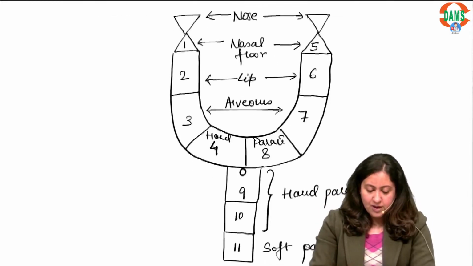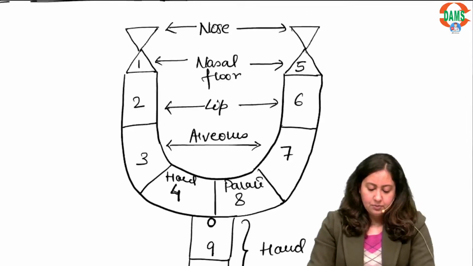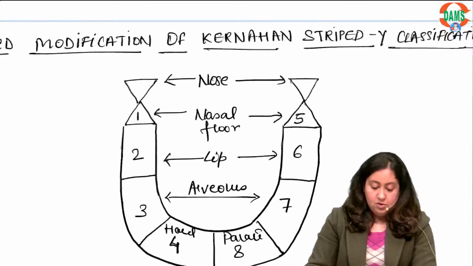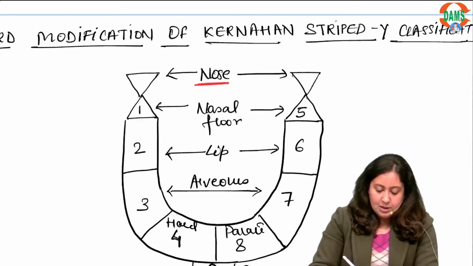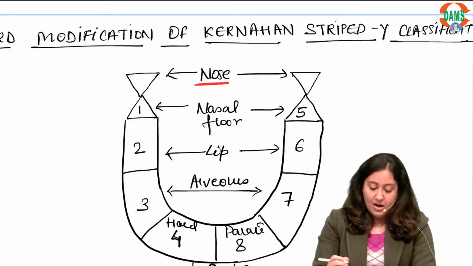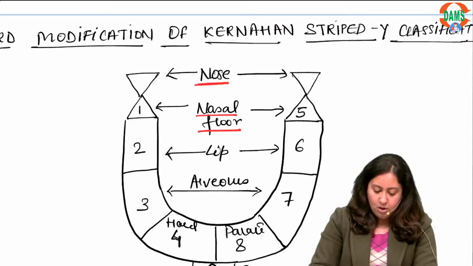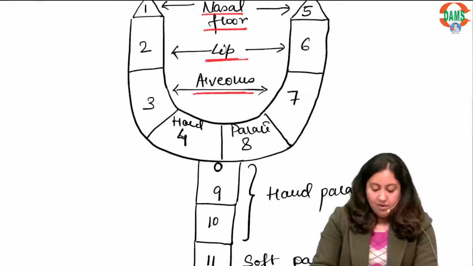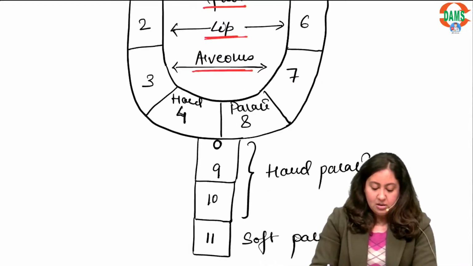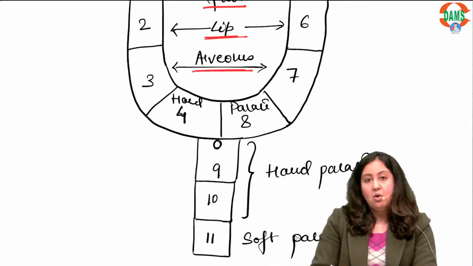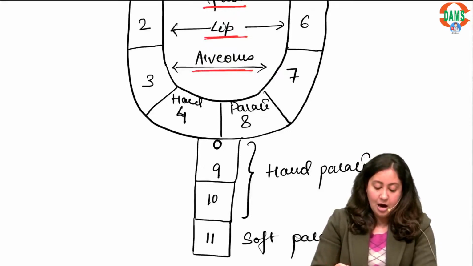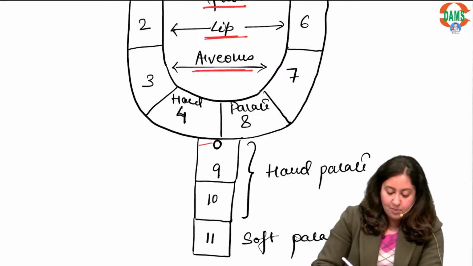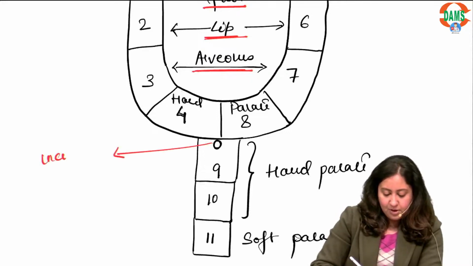Alright, so here we have this diagram. So the top most of it represents the nose. Alright, then 1 and 5 represent your nasal floor, 2 and 6 represent your lip, 3 and 7 represent your alveolus, 4, 8, 9 and 10 all represent your hard palate, but 4 and 8 are the hard palate anterior to the incisive foramen. So this is your incisive foramen.